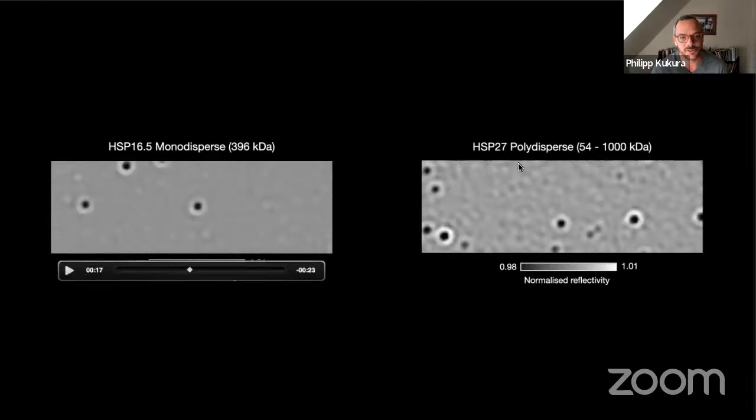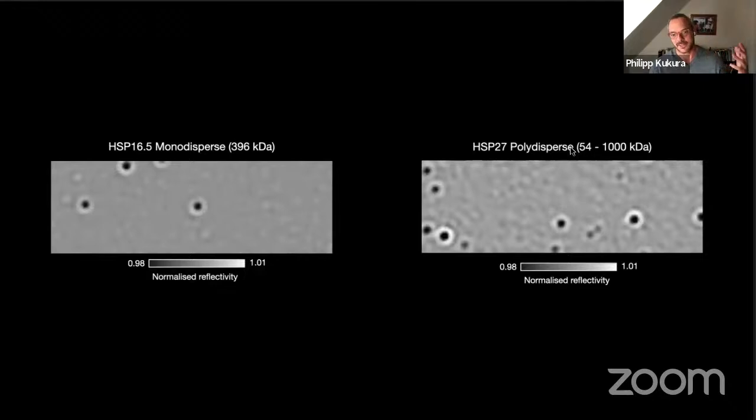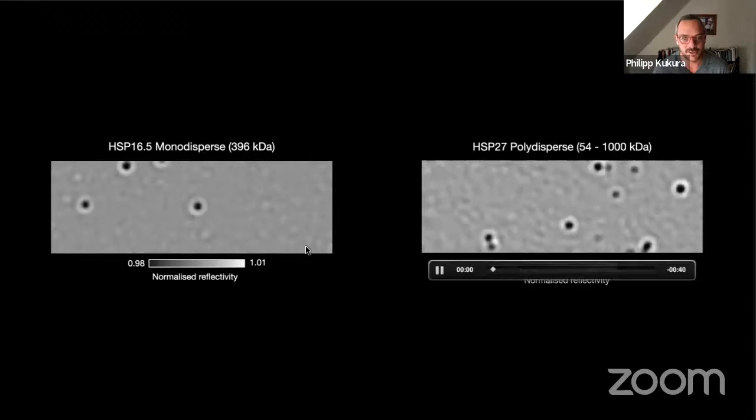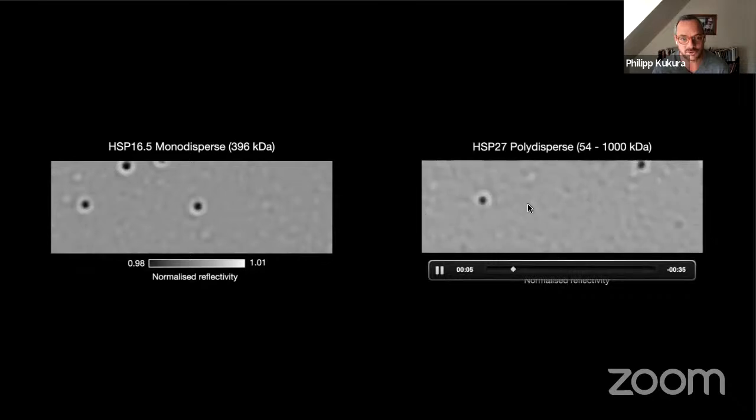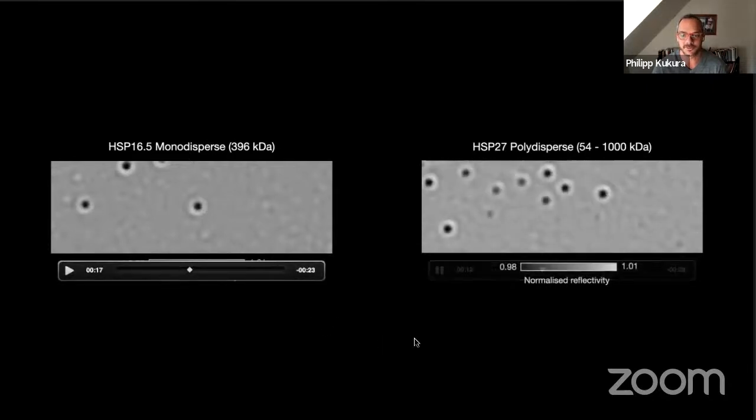If I run the same movie for HSP27, do the same experiment for HSP27, this is now a polydispersed protein, which means it exists as a dimer and as a tetramer and as a hexamer, as an octamer, as a 10-mer, 20-mer. You have all kinds of different oligomeric states. And of course, a tetramer weighs twice as much as a dimer and an octamer twice as much as a tetramer. So those should be different masses. And if you run this, now you see some of the dots are really quite dark and some of the dots are so faint that you almost can't see them. So polydispersed protein, different signals; monodispersed protein, all the same signal.